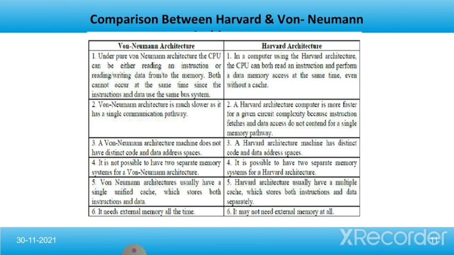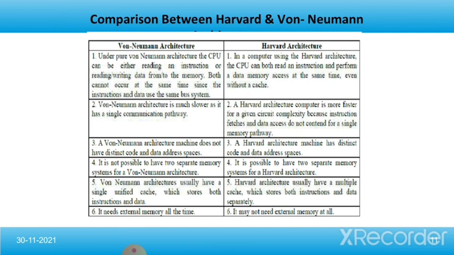In von Neumann architecture it is not possible to have two separate memory systems, whereas in Harvard architecture it has two separate memory systems, separate memory locations for data and instruction. Von Neumann architecture usually has a single unified cache which stores both instruction and data, and Harvard architecture usually has multiple caches which store instruction and data separately. In von Neumann architecture, it needs external memory all the time, and in Harvard architecture, it may not need external memory all the time. So these are the comparisons between Harvard and von Neumann.